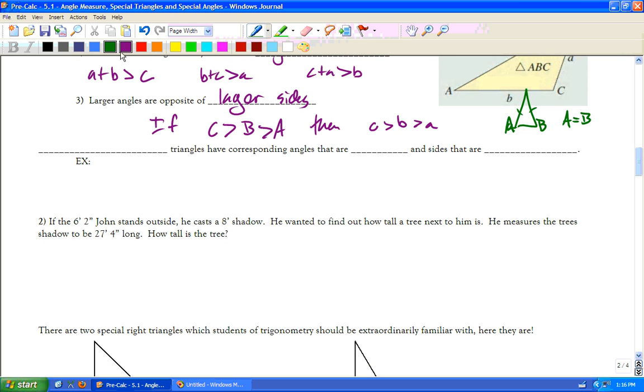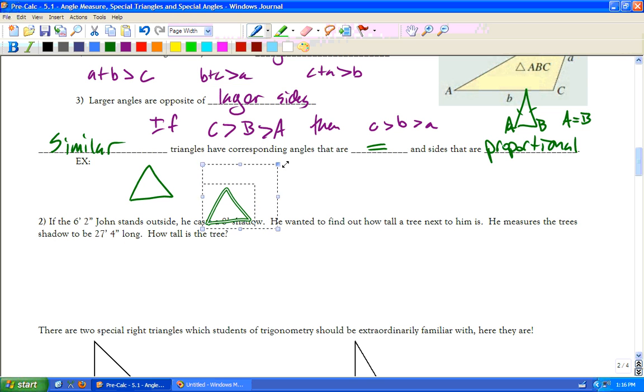Next. Similar triangles, remember, similar triangles have corresponding angles that are equal and sides that are proportional. So if I draw any triangle and I were to just enlarge this, we would know that each of these corresponding angles would still be the same, and we would also know that the side lengths are what we're going to say are proportional.